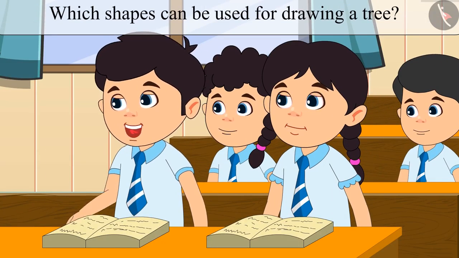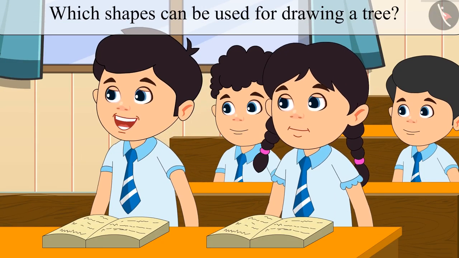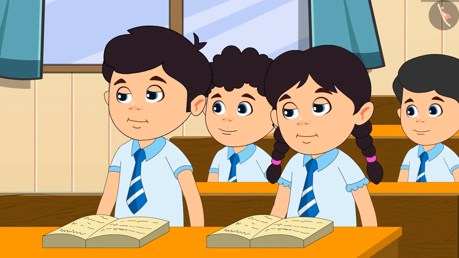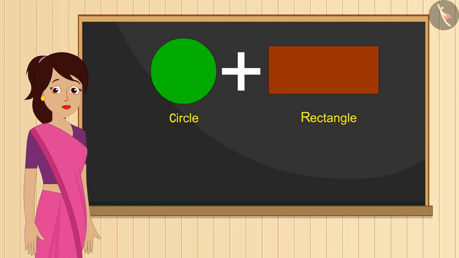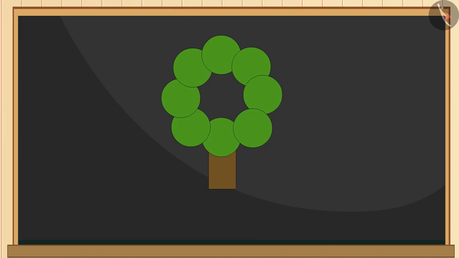Teacher, if we want to draw a tree, then which shapes should be used? A tree can be made by joining the circle and rectangle. First, we will make the trunk of the tree with a rectangle. Then, we will make 8 small circles like this.